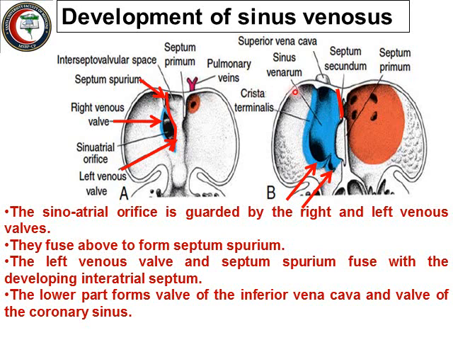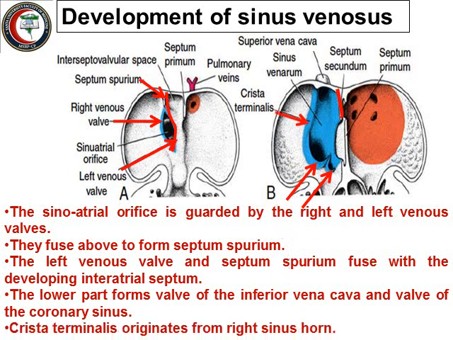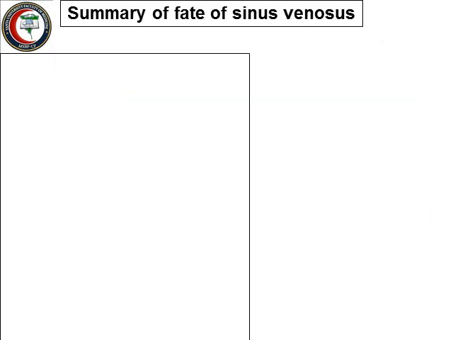Now, you can see this longitudinal band. This is the crista terminalis. You study it in anatomy. It is a longitudinal band between the rough part of the atrium and the smooth part. It developed from the right horn of sinus venosus.